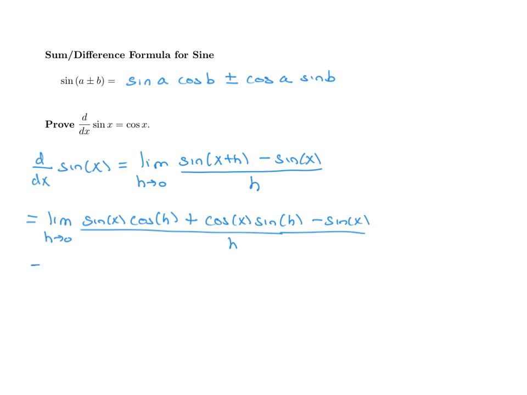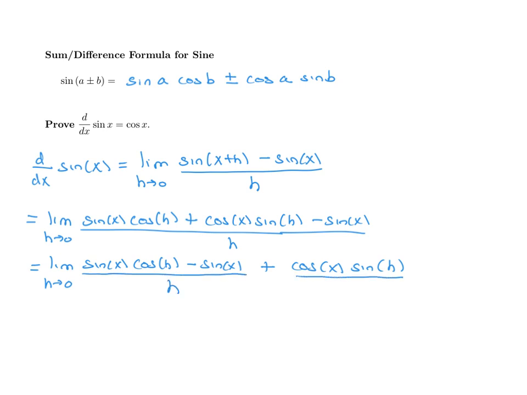So I think that will be my next step. All right, let's do that. This is the limit as h goes to 0 of, that's sine of x times cosine of h, and I'll put the minus sine of x next. And then I'll have plus cosine of x times sine of h. This whole thing is divided by h. I'm going to split this into two fractions. I'll put divided by h here and here. So that's like this and this.